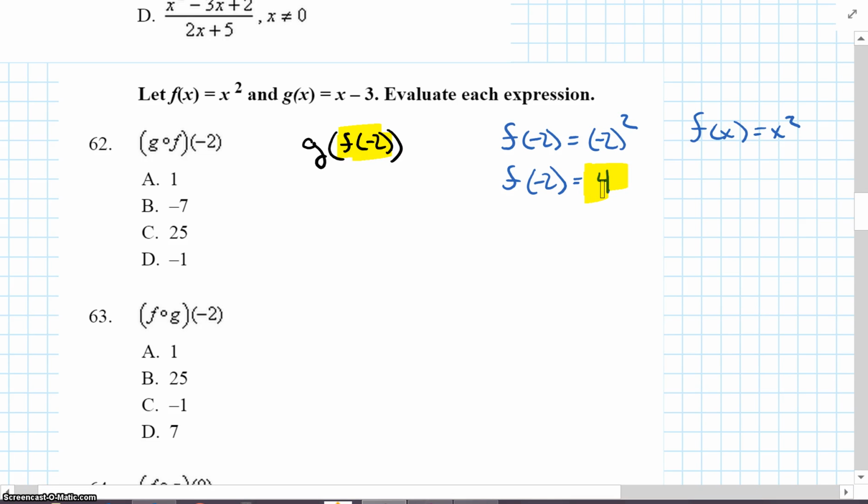Since f of negative 2 is 4, I can replace it and rewrite it like this. So I need to find g of 4. Well, g of x is x minus 3. So g of 4, we're just going to replace that with the x, would be 4 minus 3, which would be 1.